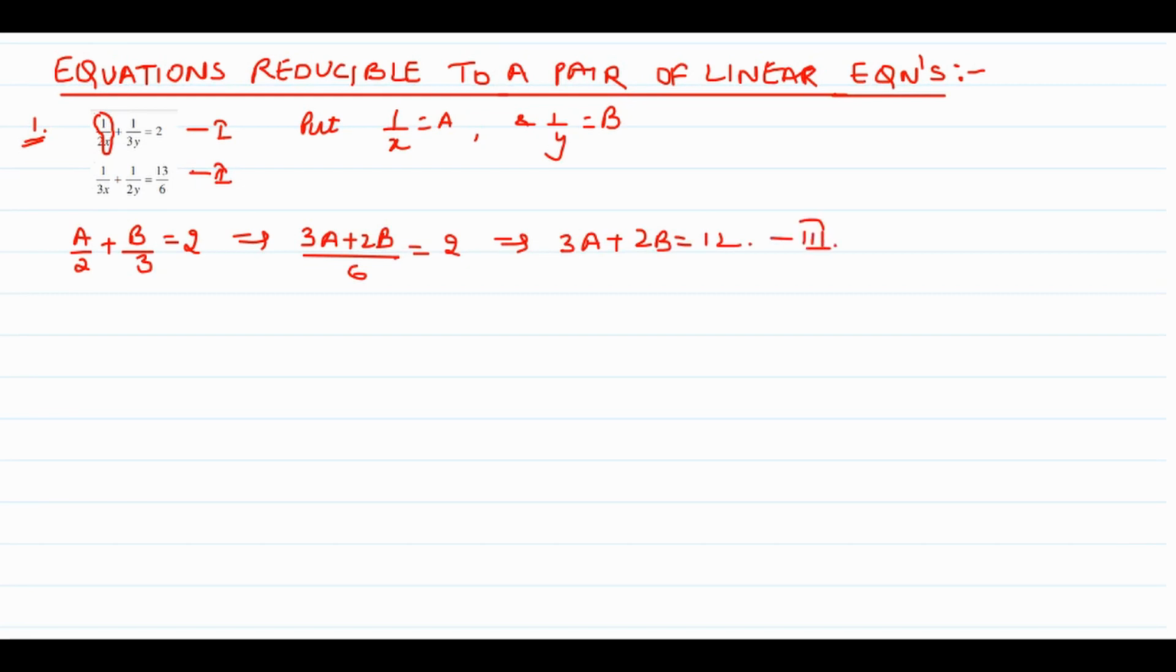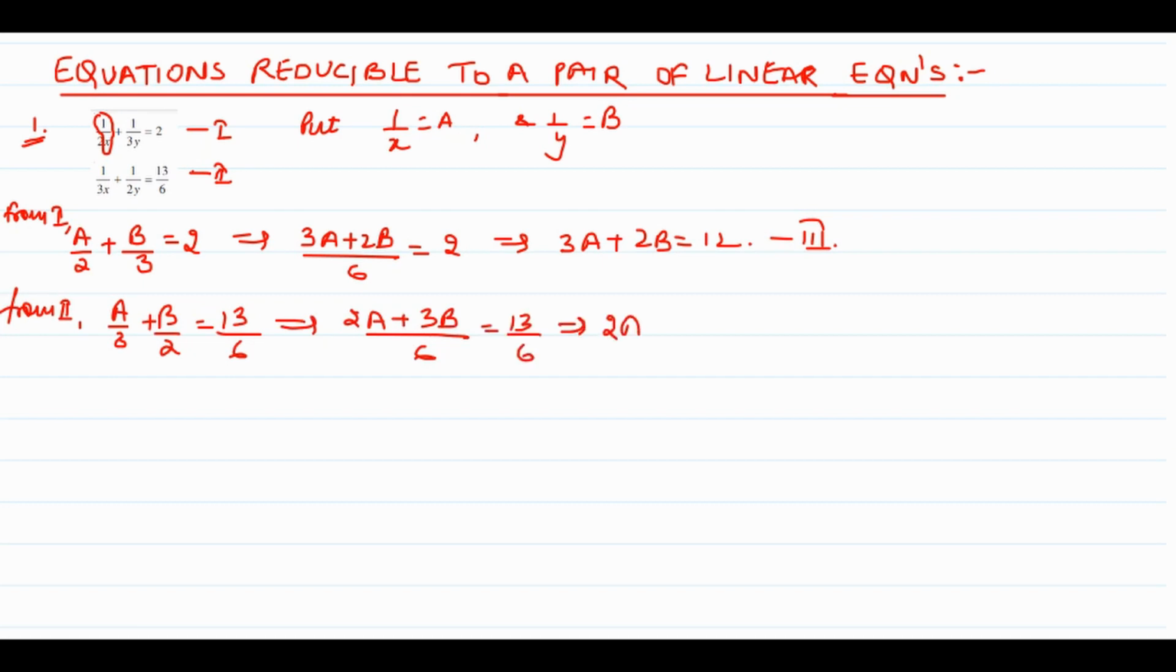Now the second one, this was from 1, and now from 2. The second equation will reduce to a by 3 plus b by 2 is equal to 13 by 6. Implies 2a plus 3b upon 6 is equal to 13 by 6, which will further imply 2a plus 3b is equal to, if I cancel the 6 on both sides, 13. Let this be number 4. We have to solve these 3 and 4 now.